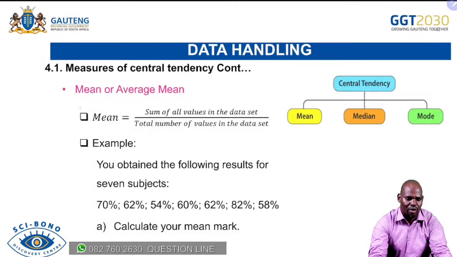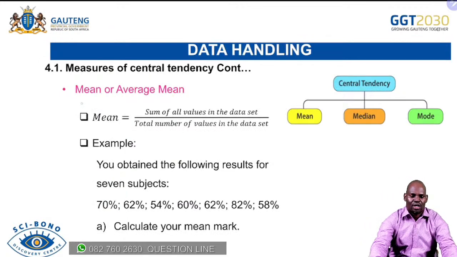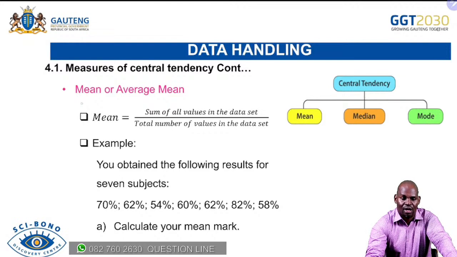Then again, for this one, we're going to look at the first measure of central tendency, which is mean. Okay, in some cases they say mean or they say average mean. So you must know in an examination, when the examiner says mean or average mean, the examiner would be referring to the same thing. Now, in terms of a formula, mean is sum of values in the data set over total number of values in the data set. Sum, that means you are adding, and then you divide by the total number. So that means how many values are there.